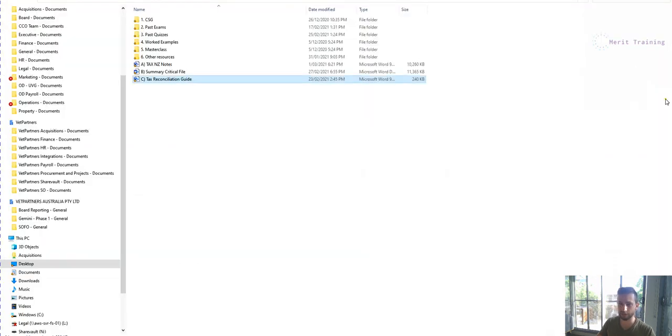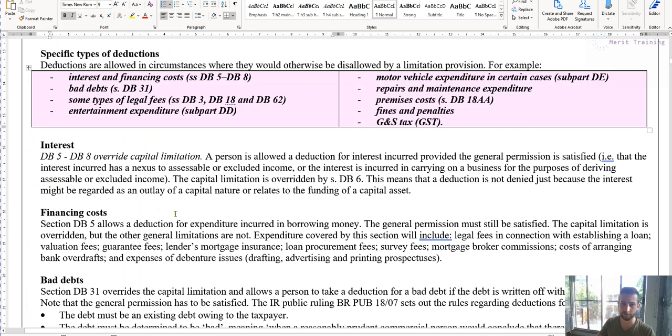Of course, what we're going to do is refer to our tax rec guide and then refer to that in an exam. So I think we can skip over these quickly as long as we know that these are specifically deductible in certain situations. I might just have a couple of comments on one of the others.